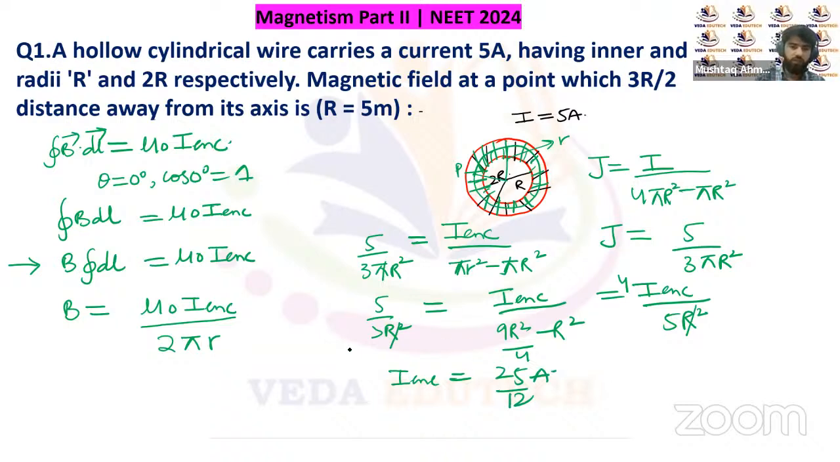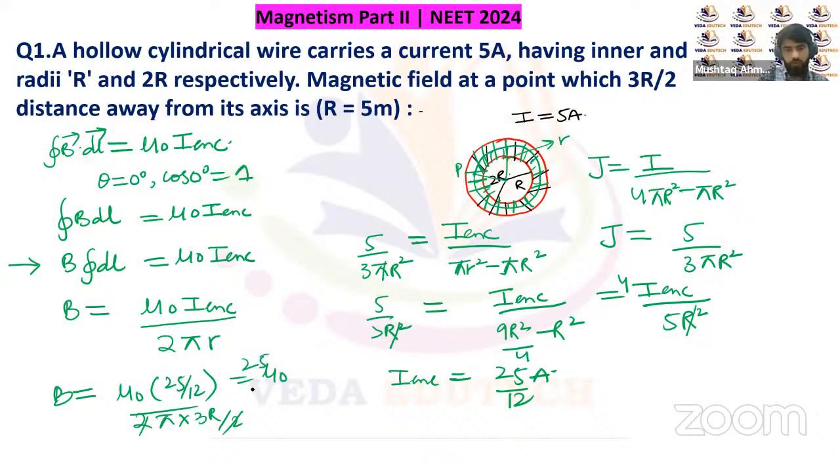We'll substitute this value of current in this equation to get the magnetic field. That will be mu naught I enclosed, which is 25 upon 12, divided by 2 pi r. The value of r is given as 3R by 2. From here, 2 and 2 will get cancelled, so it will be 25 mu naught upon 36 pi R. So this will be the value of the magnetic field at a distance of 3R by 2 from the center of this hollow cylindrical wire.